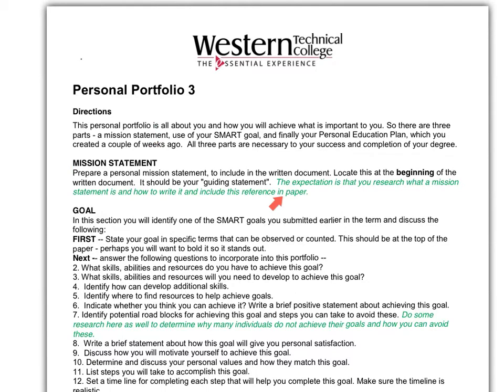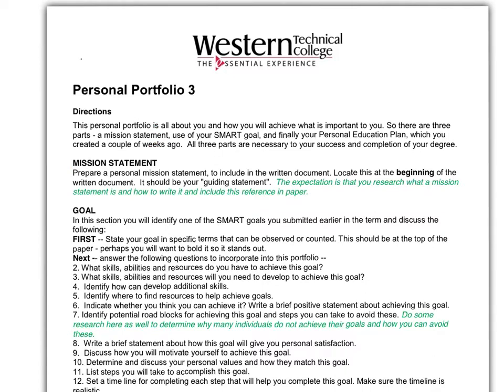The expectation is that you research what a mission statement is and how to write it, and you include this as a reference in your paper. Now, most of you, I did not see this in there, so just make sure when you see something that says research, that you actually do some outside research and you refer to that in that section of the paper.